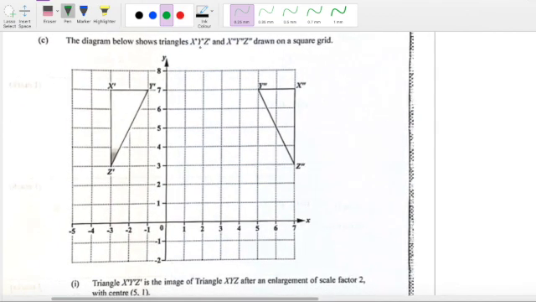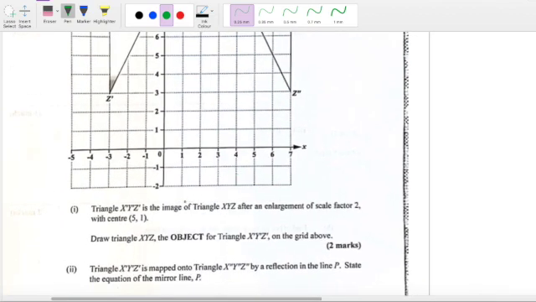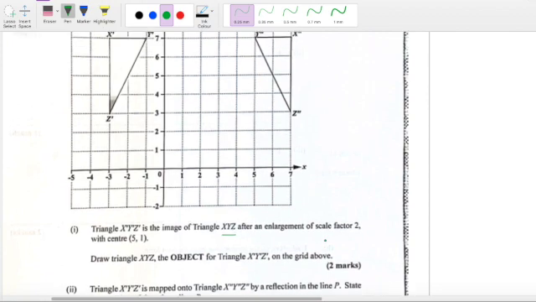The diagram below shows triangles XYZ, XYZ single prime and XYZ double prime. Right? These are usually images. Usually the object would be XYZ drawn on a square grid. The triangle XYZ is the image of triangle XYZ. So this is the object here. After an enlargement of scale factor 2 with center (5, 1), draw the triangle XYZ, the object for the triangle XYZ prime, on the grid above.